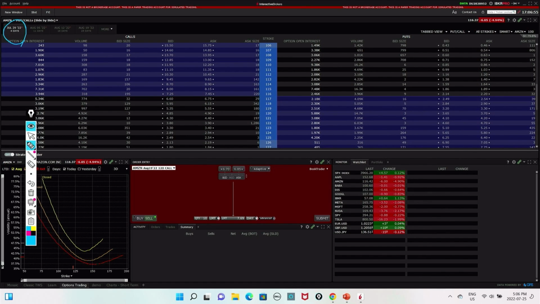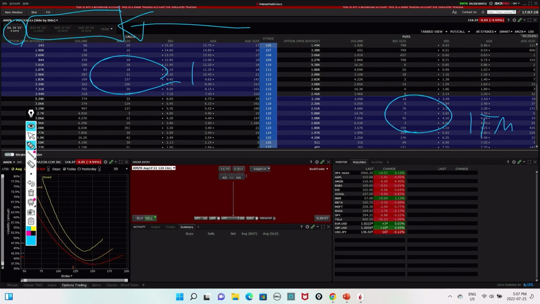So the time that you pick depends on your thesis, how far do you think this trade is going to be. And where you're picking, if you're buying premium, you want to be slightly in the money, and if you're selling premium, you want to sell at key levels.